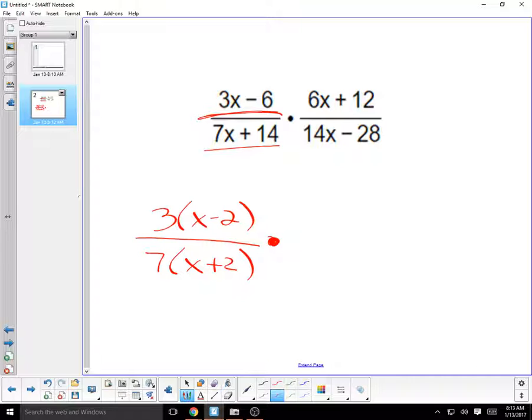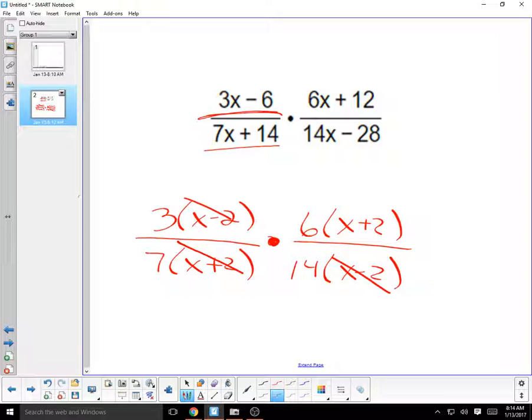On top, does it have a common factor? Looks like 6. And I would have x plus 2. And then 14 common factor. Yeah? X minus 2. So you can see that all the binomials are pretty much going to make 1, right? This binomial with this binomial, this one, and this one.